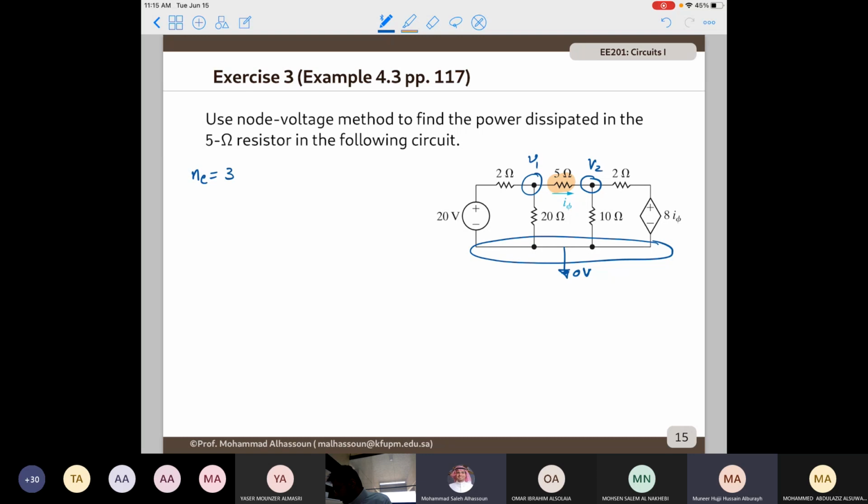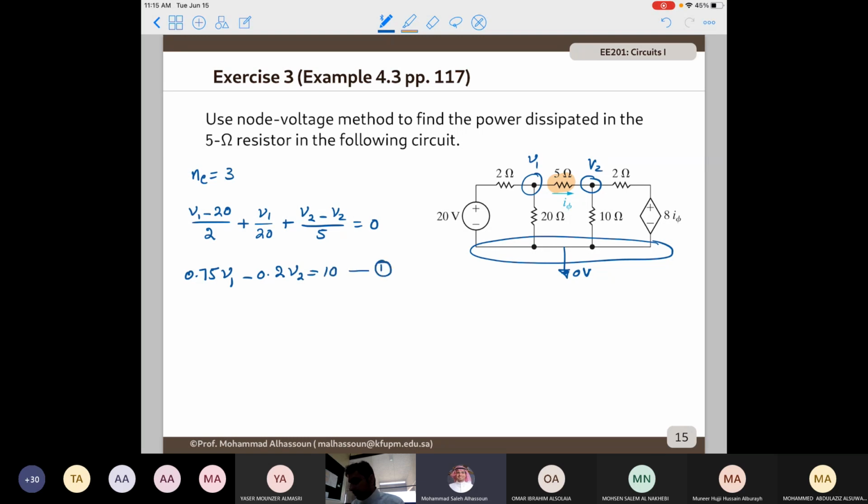V1 minus 20 over 2, plus V1 over 20, plus V1 minus V2 over 5 equals 0. Okay, excellent. So if I simplify it, I will get 0.75 V1 minus 0.2 V2 equals 10. So this is the first equation.